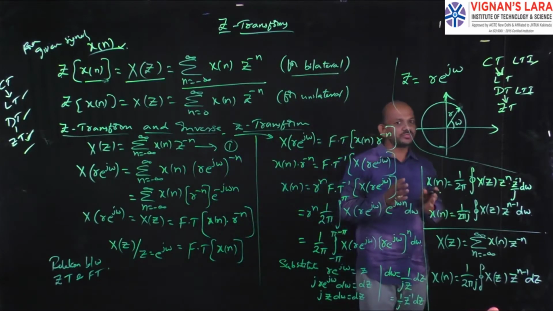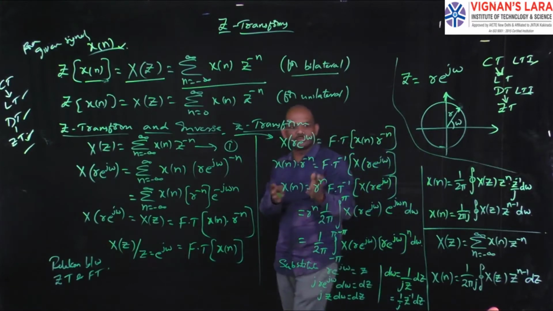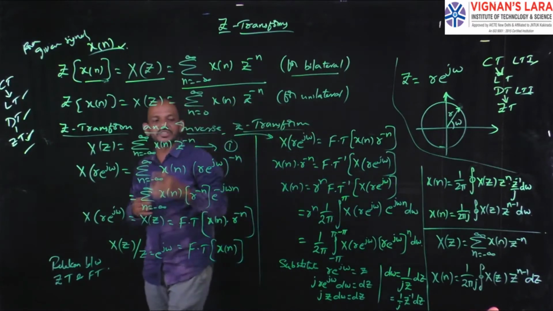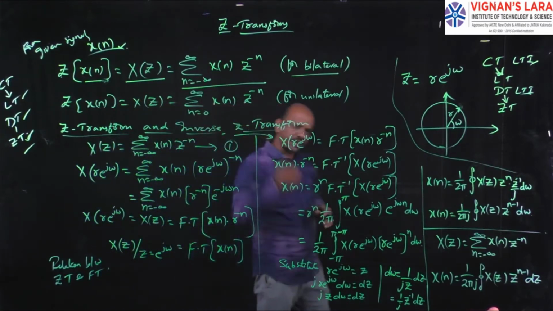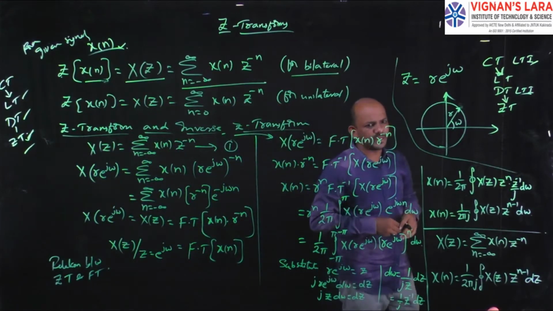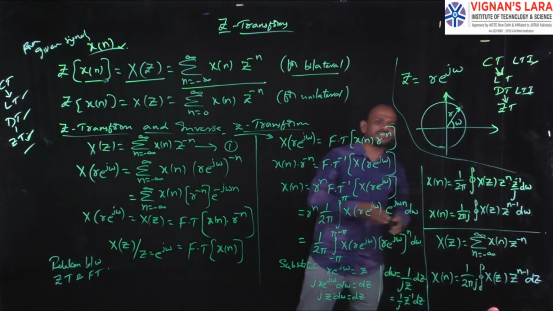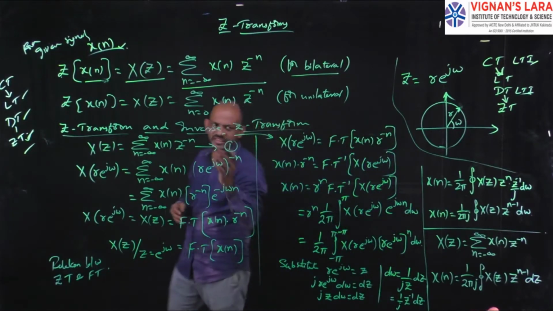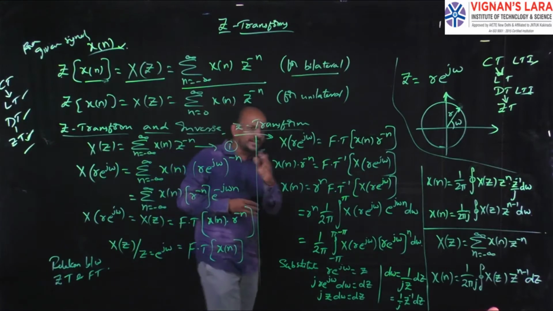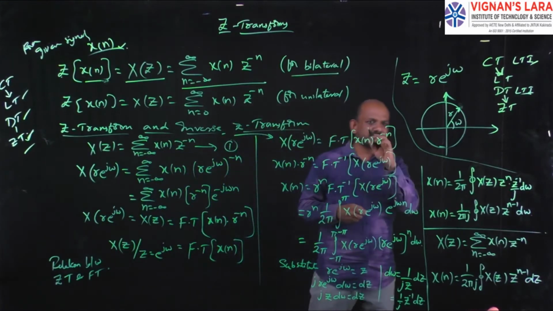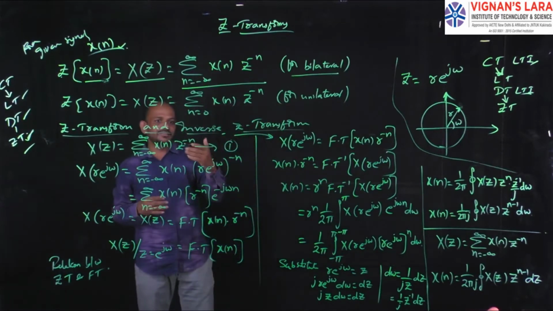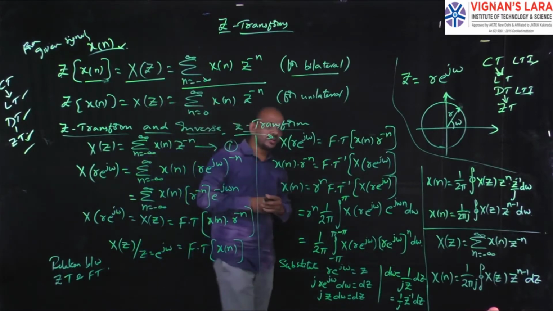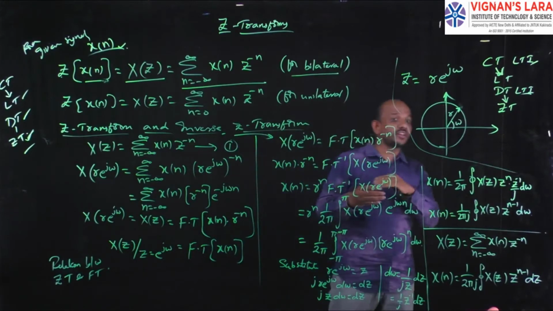Z transforms are of two types: the bilateral or two-sided Z transform, and the unilateral or one-sided Z transform. In the Laplace transform also we have two types, bilateral Laplace transform and unilateral Laplace transform. For the bilateral Laplace transform, the integration limits are from minus infinity to plus infinity, whereas for the unilateral Laplace transform, the limits of integration are from 0 to infinity.